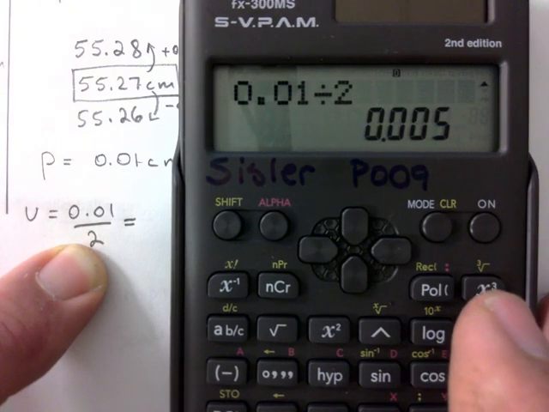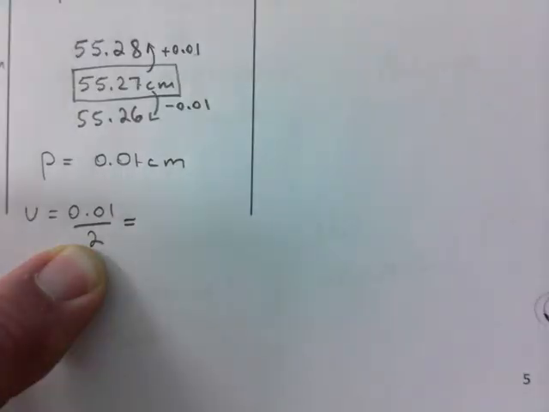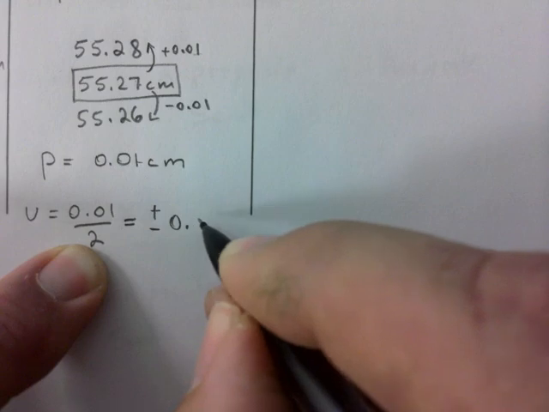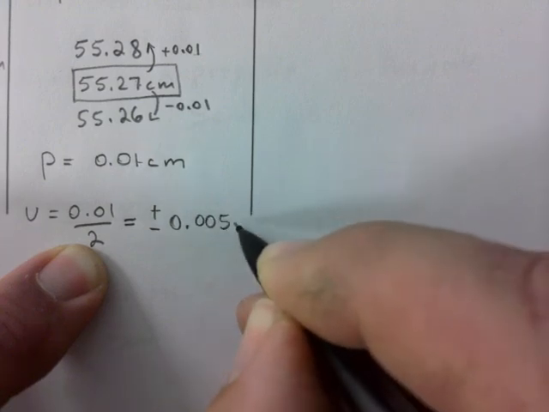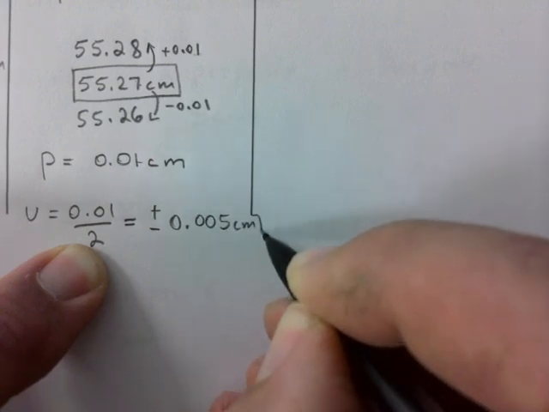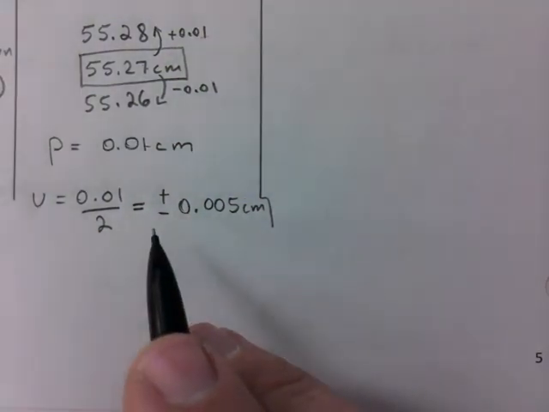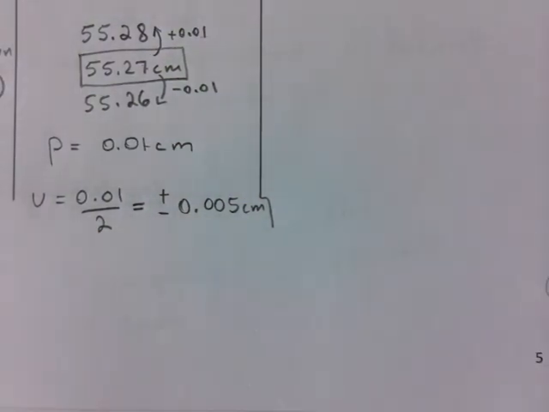So 0.005 is your uncertainty. And I usually put the plus or minus. Don't forget your units. Don't forget those things. The plus or minus, if you forget that, the province says it's okay. Okay? You will be all right.